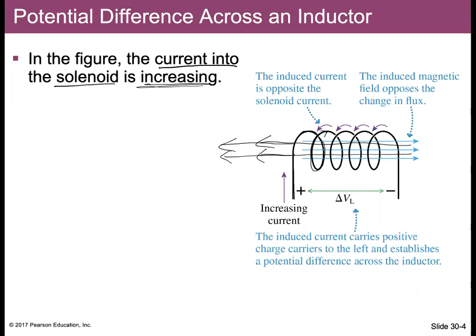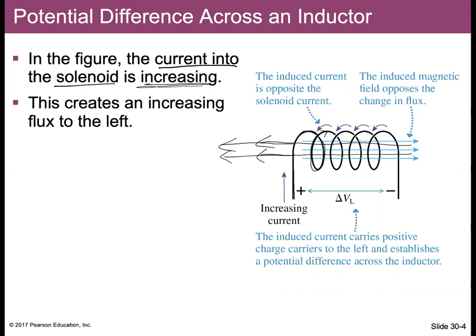So what will happen is that, as we have the current going in that direction, we have this flux that is to the left. And that means that we have this increasing flux. It's an increasing flux in this case to the left. So by Lenz's law, we know that we must have an induced magnetic field that opposes the change in flux. So it will need to go to the right.